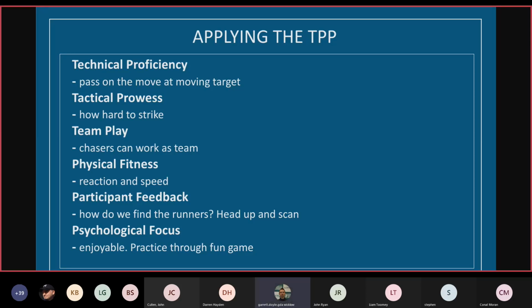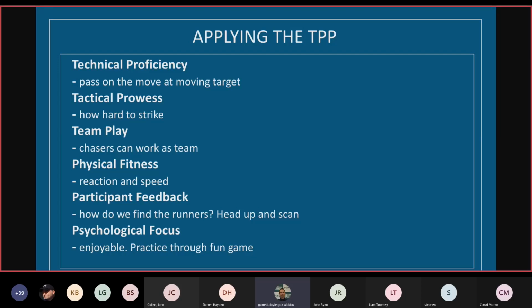And then a way to provide some feedback in an activity like this, of how do they perform it well. A simple question is, how do you find runners? How do you know where they are? This means we need to move with our head up. We need to be able to scan, move left and right, and be able to perform the skill without our focus on the ball entirely. We need to get to the level where we can do it without looking, so we can look at the target.